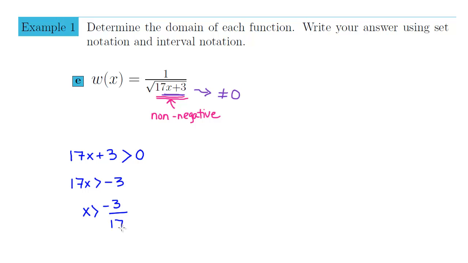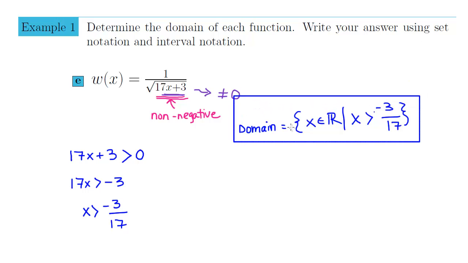x is greater than negative 3 over 17. Because we're dividing both sides by a positive number, we don't have to worry about changing our sign. We just treat this like a regular linear equation. These are our domain values. So in set notation, we would say that our domain is the set of all x that are elements of the real numbers such that x is greater than negative 3/17. This is the domain written in set notation.